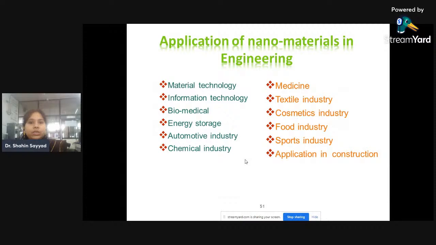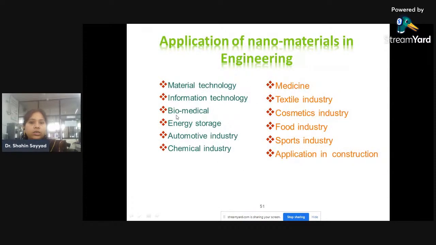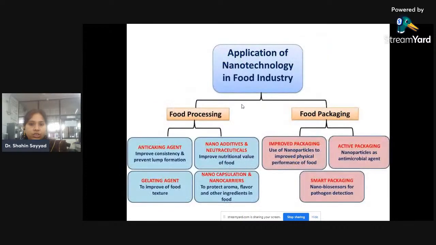There are vast applications of nanomaterials in engineering. They can be used in material technology. They can be used in biomedical applications, and most commonly in energy storage applications. They can be used in the food industry. They can be used in the textile industry. There are a large number of applications of nanomaterials in engineering.